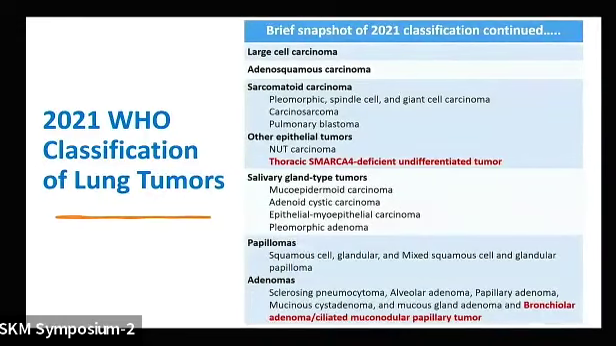So I just want to introduce the new tumors that have been introduced, such as the thoracic SMARCA4-deficient undifferentiated tumor. Also take a look at the adenomas. Again, these do not apply to cytology, but definitely for small biopsies and resection samples, they do matter. And the new entities that have been introduced here are the bronchiolar adenoma, and the ciliated muconodular papillary tumor.